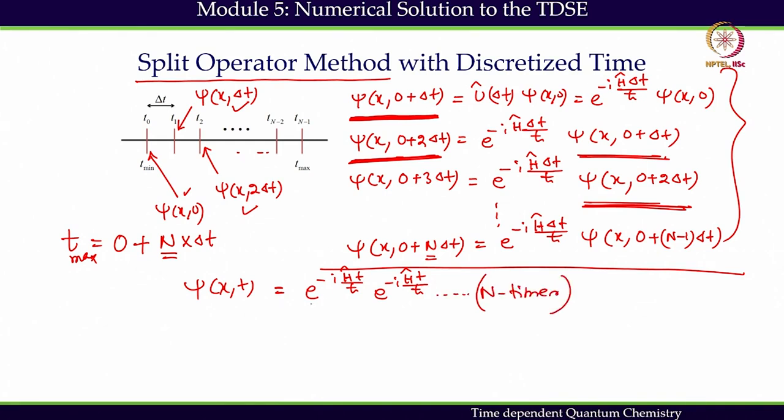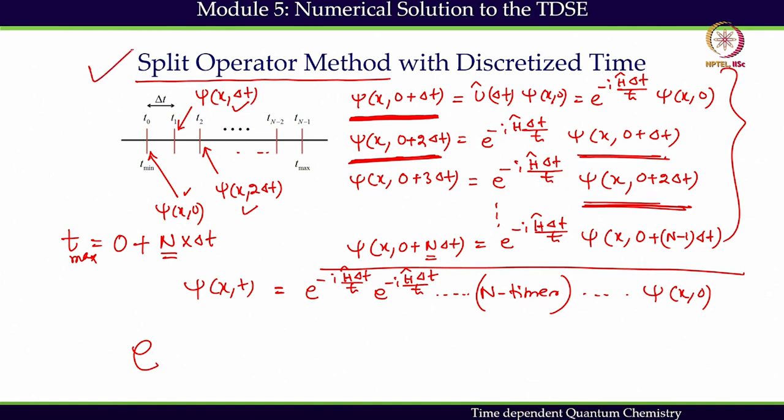So n times I have to make a product of this discretized, sorry, this is not t, this is delta t, because already we have said that under this delta t approximation it will work. So n times, and then I have to multiply by the initial wave function. So that is the basic idea. So finally I am getting a way out for the split operator method.